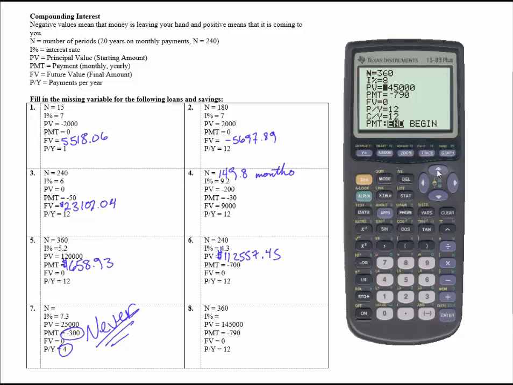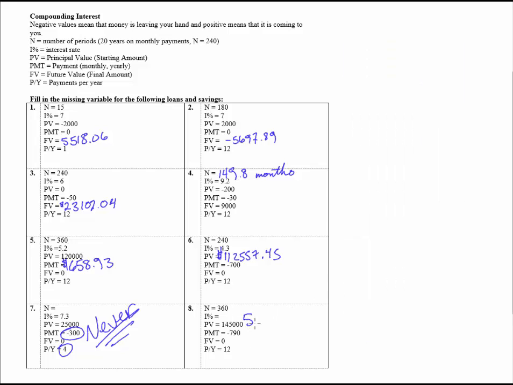So let's go up here and alpha solve. Looks like this will happen. We'll pay it off in 30 years at 5.13% interest. And that's how you do these compounding interest formulas. You get your calculator out and have a blast.